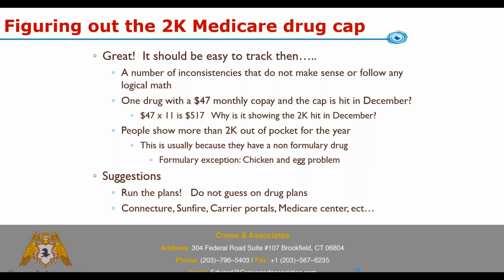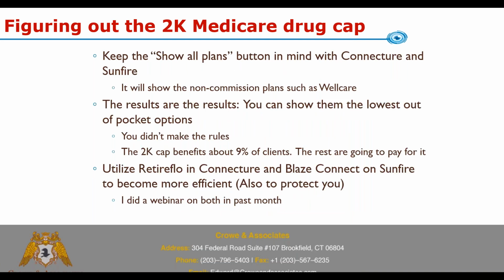And then explaining again why they have one drug and they're hitting the cap only after $517. Good problem to have, but as far as an explanation, you just say to them, not really sure, but this obviously has the lowest out-of-pocket for you. And then the people that have more than $2,000, usually the answer is because they have a non-formulary drug.